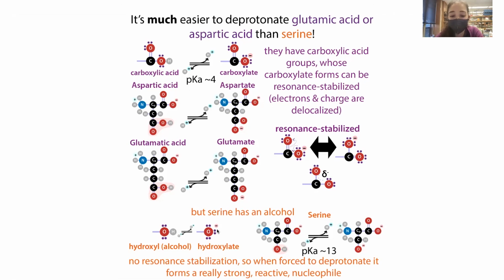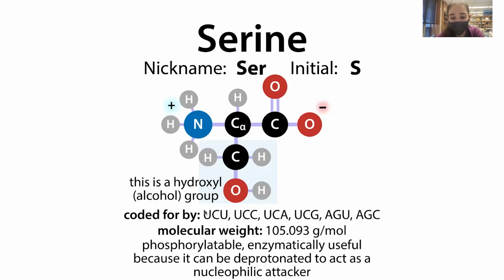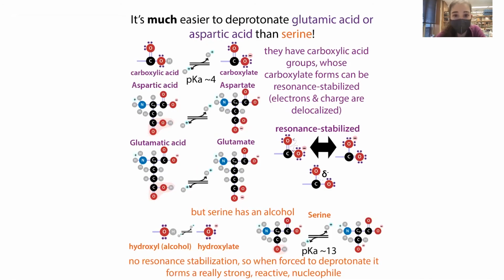But serine just has an alcohol or hydroxyl group. So this is serine, with this hydroxyl group here. It has this methylene linker, one carbon with two hydrogens, and then it has this hydroxyl group. And so this is going to be a lot less acidic, and it's going to be a lot harder to deprotonate. So it's going to have a pKa of about 13. So we're almost always going to be way below the pKa if we're talking about just the general pH of the body.